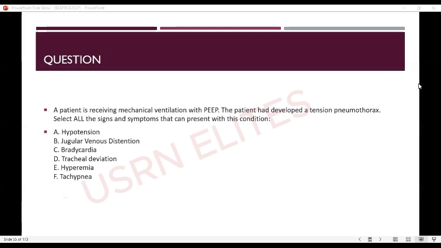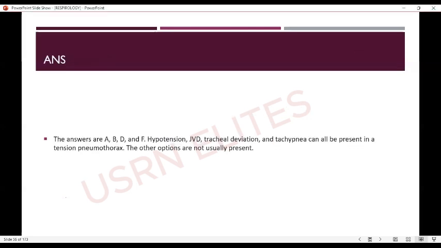Right. So there's hypotension, jugular vein distension, bradycardia, tracheal deviation, hyperemia, and tachypnea. Let's look at the answer. Okay. So the answer is A, B, D, and F. So hypotension, jugular vein distension, tracheal deviation, tachypnea can all be present in tension pneumothorax. The other options are not usually present.